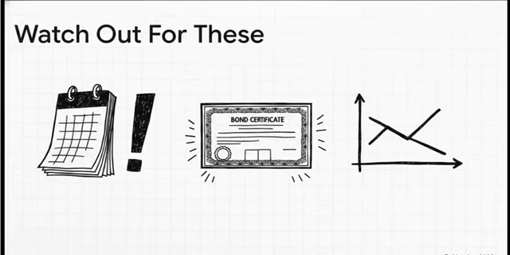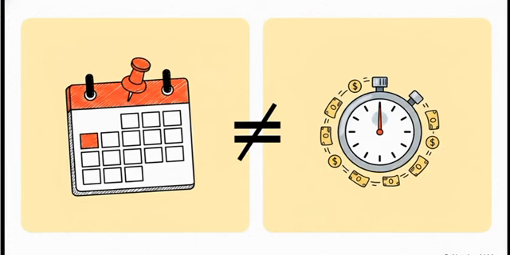I want you to visually separate these two terms in your mind right now. Duration is absolutely not the same thing as maturity. Mixing them up is a classic rookie mistake. Maturity is literally just a calendar date, the final payment date. Duration is a measure of time, sure, but it is the weighted average timing of all cash flows. Duration is what actually gives us our primary measure of interest rate risk.